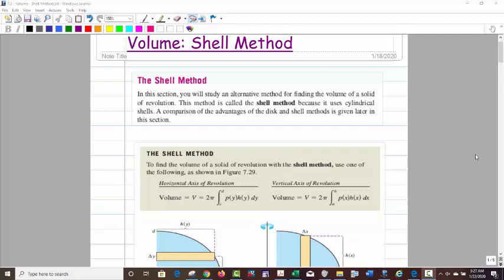Hello, this video is about finding volumes of solids of revolution using the shell method, which is basically using cylindrical shells to compute the volume. Now we'll talk about advantages and disadvantages of both this method and the disc/washer method that we've learned in a previous section.